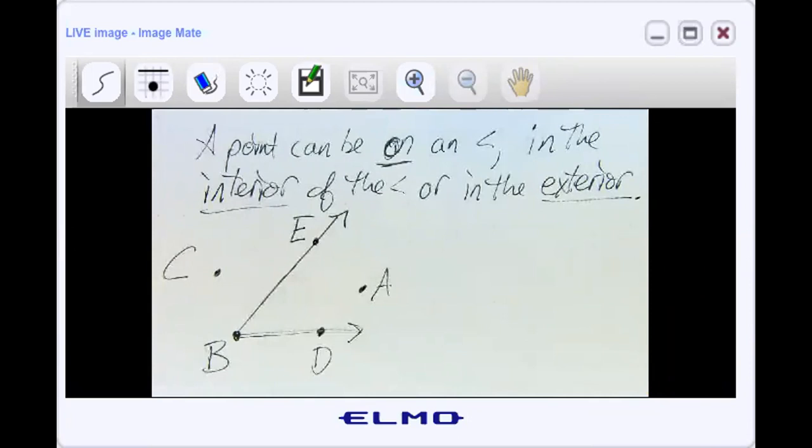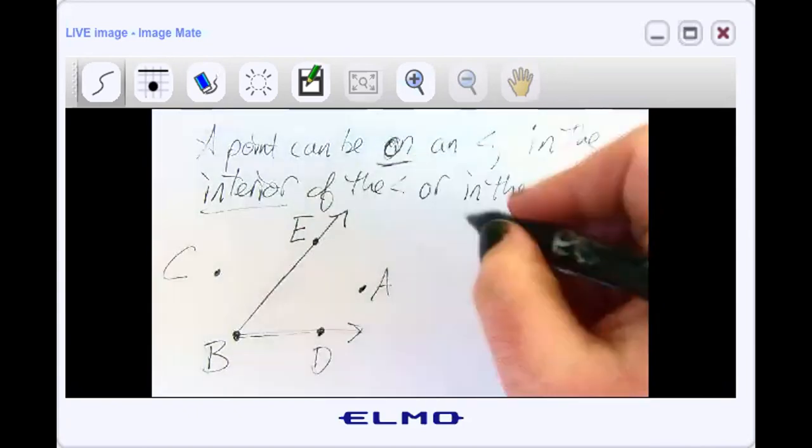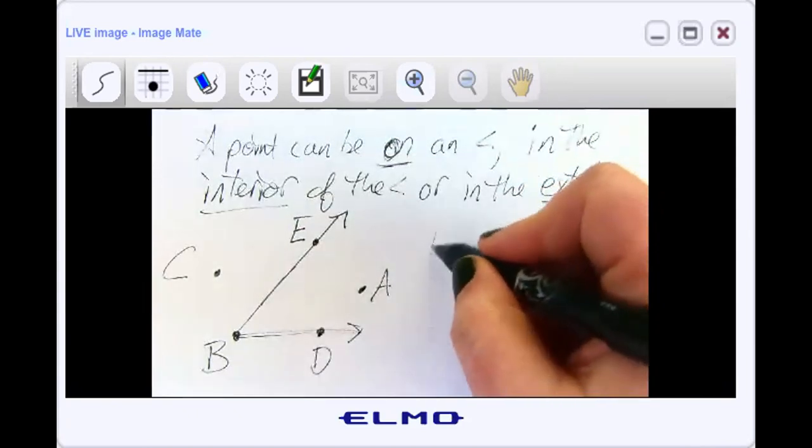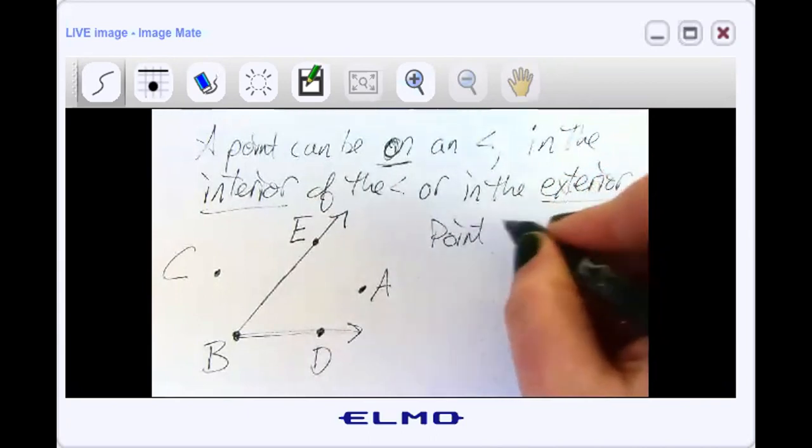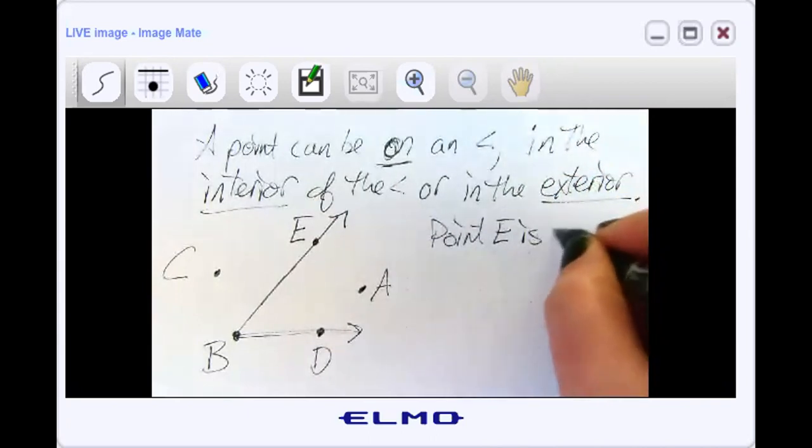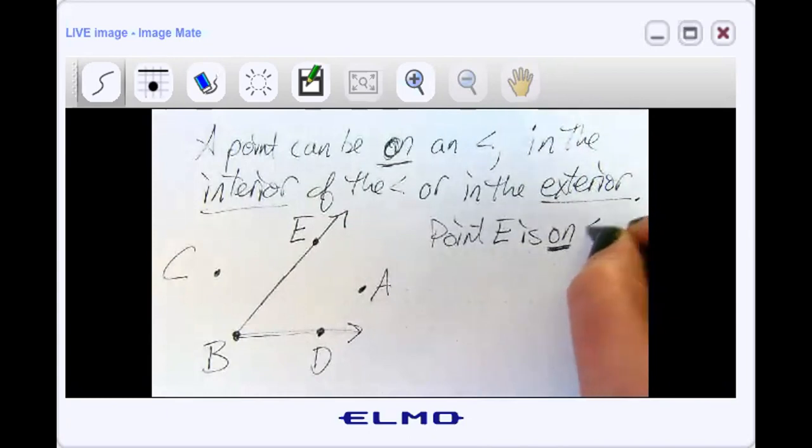Okay, so if I had a diagram like this and I wanted to talk about some of these points. So I have angle B here, and that's the only angle that has B as its vertex, so I am allowed to just call it angle B. So I have point E, for example, is literally on that angle. It's on one of the rays, okay? So I could say this statement, point E is on angle B.